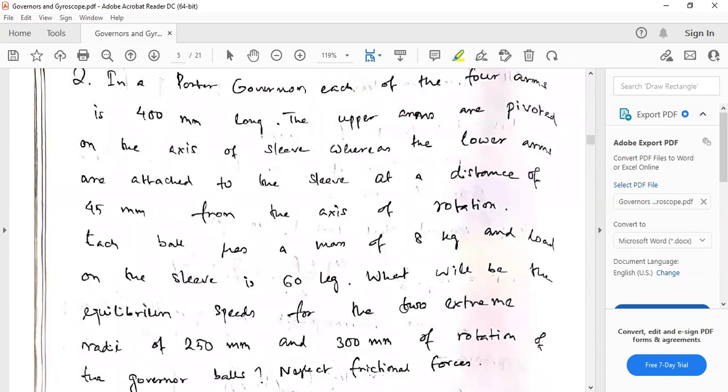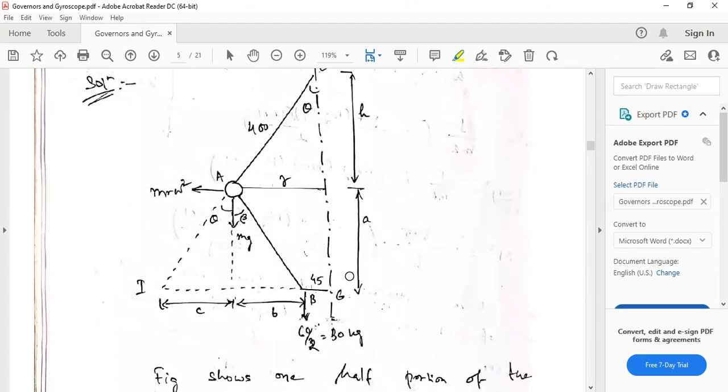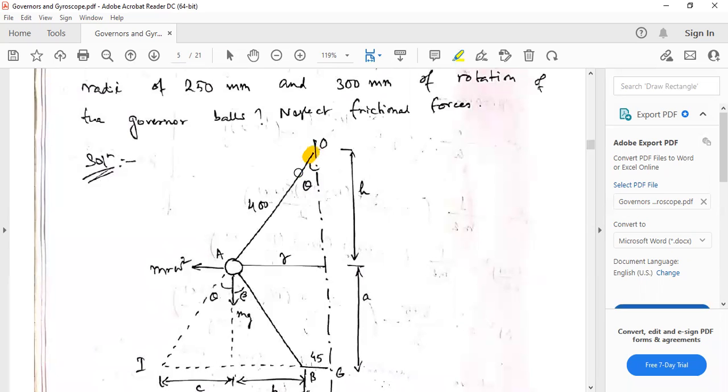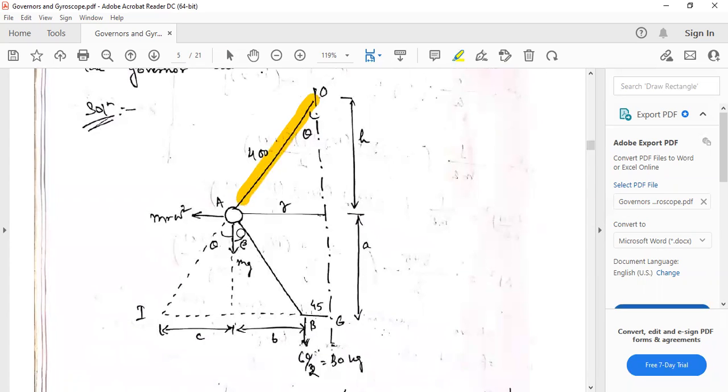Okay, so let's go through a short numerical now. In a Porter governor, each of the four arms is 400 mm long. So the length of the arms is given. The upper arms are pivoted on the axis of the sleeve, whereas the lower arms are attached to the sleeve at a distance of 45 mm from the axis of rotation. So let's construct this. This is the upper arm, we call this the lower arm, and this we can call the spindle.